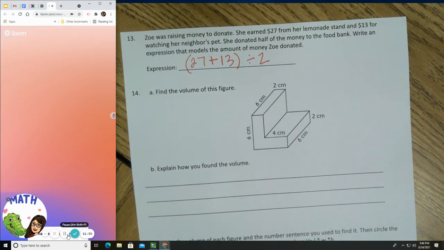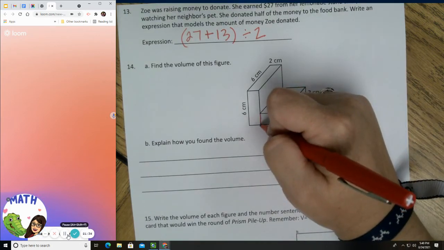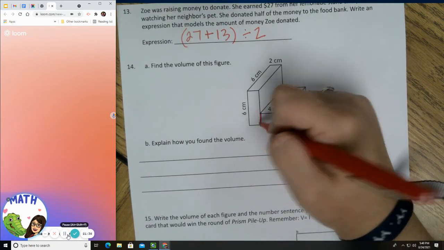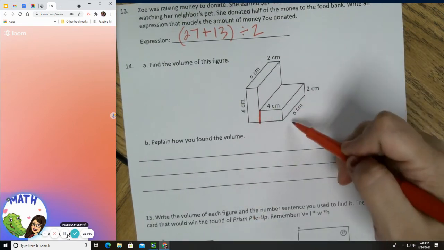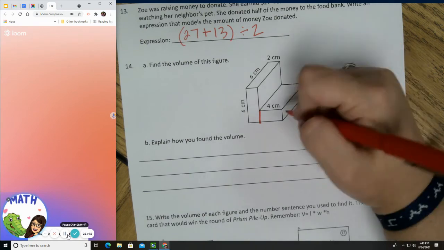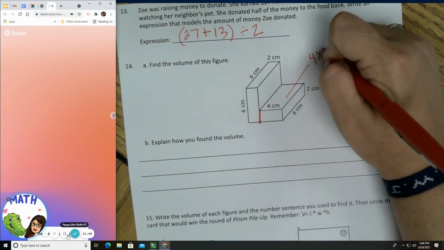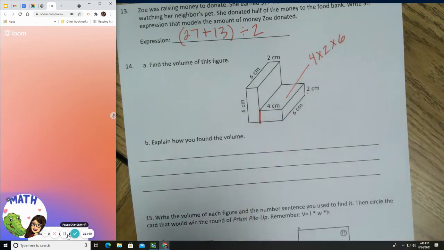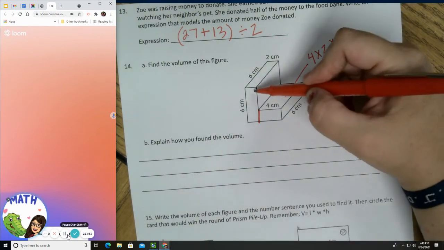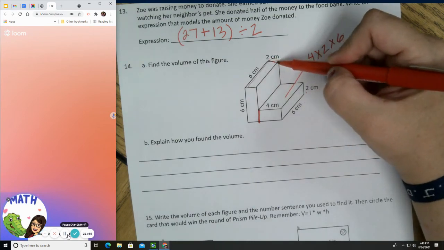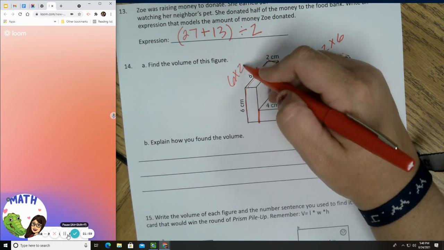All right, here we go. This one, I'm going to cut my picture this way. I think that's going to be easiest way for me. I see that this is 4 centimeters. I see this is 6 centimeters and this is 2. So I know for this box, I'm going to do 4 times 2 times 6. I see for this box, I have 6 by 2 by 6. So 6 times 2 times 6.